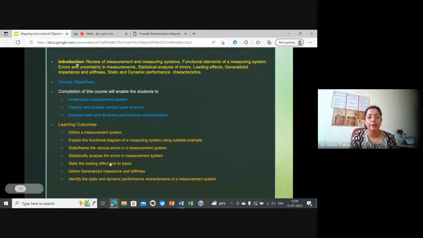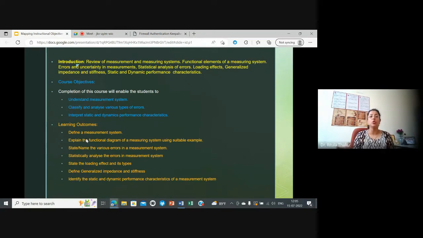Again, from this, we have 3 further learning outcomes: state the loading effect and its types, define generalized impedance and stiffness, identify the static and dynamic performance characteristics of a measurement system. Now, why do we require these learning outcomes? As I said, these will be helpful to you when you are making your test items or your question paper.